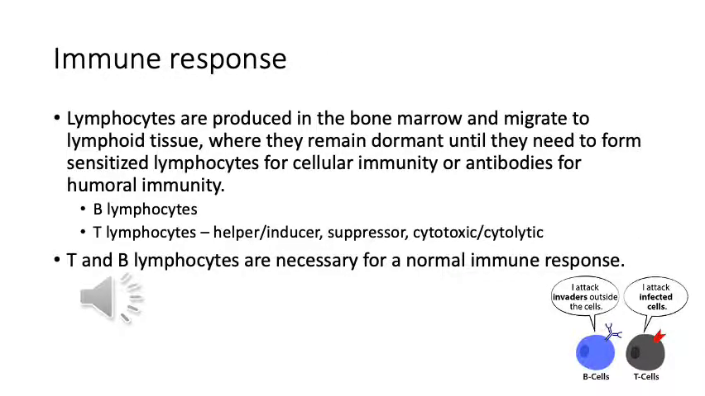Lymphocytes are produced in the bone marrow and migrate to lymphoid tissue, where they remain dormant until they need to form sensitized lymphocytes for cellular immunity or antibodies for humoral immunity. So if a patient has an infection and you are feeling tender lymph nodes, that's an indication that there's some type of infection and that the body has activated the immune response.